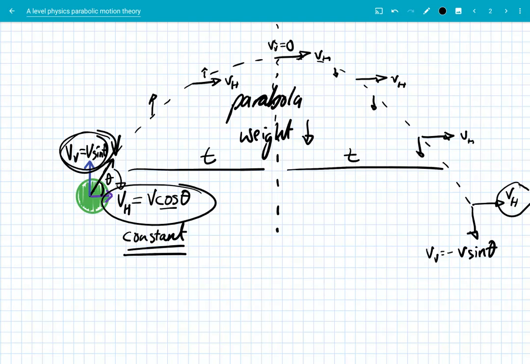So in summary, weight's the only force acting and it's vertically down. Therefore, the vertical component is changing. But because there's no horizontal forces, there's no drag, the horizontal component is constant. And we're always going to look at these two components, the vertical and the horizontal components, separately. They're independent of each other.